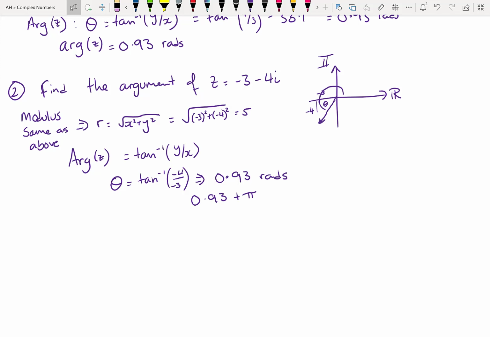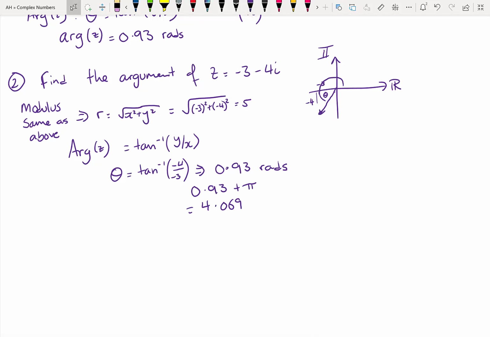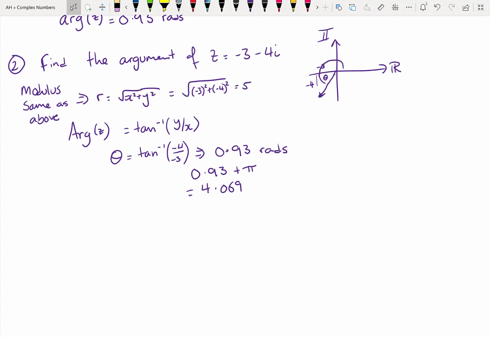Okay, anyway, once I've added this together, I am going to end up getting 4.069. And that is now bigger than my range of minus pi up to pi. Okay, and hopefully that is very apparent because I've added on pi. So whatever this was takes it beyond that limit. So in order to find my principal argument, arg z, we are going to need to do 4.069 minus 2 pi. And that is going to give me minus 2.21. Okay, and that's just my answer there to 3 significant figures.